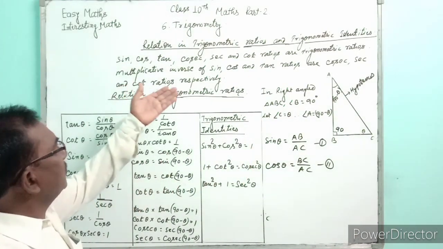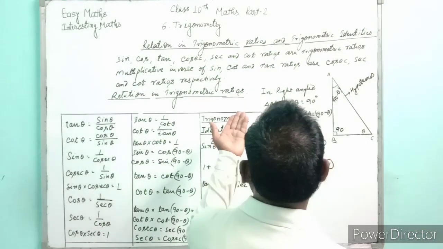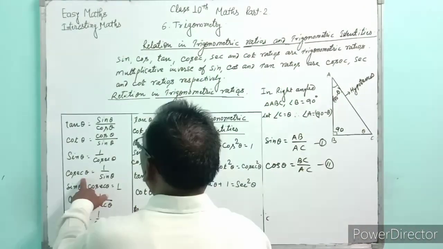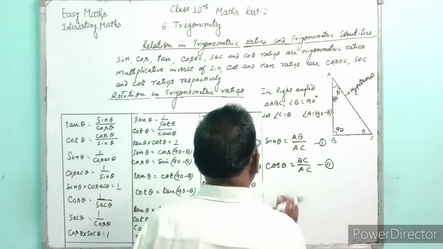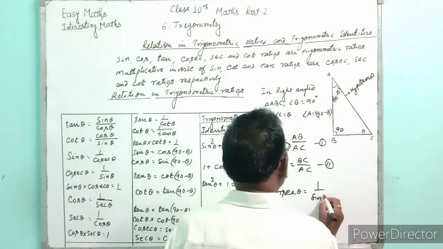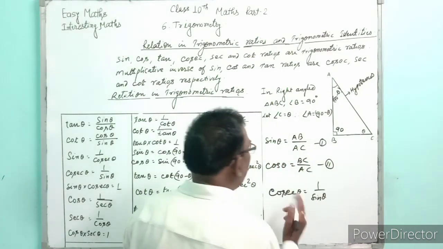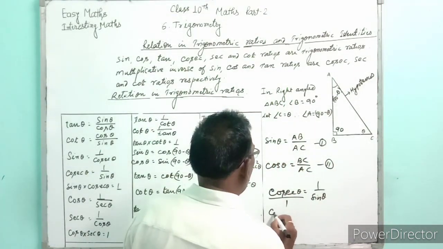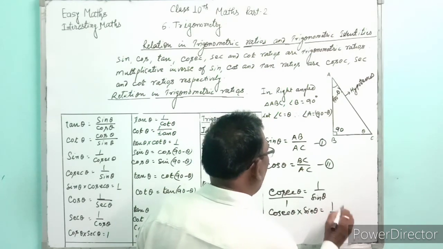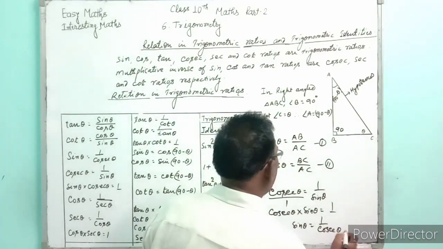From this definition, cosec theta is the multiplicative inverse of sin theta. Therefore, cosec theta is equal to 1 upon sin theta. Now we cross multiply. So cosec theta into sin theta is equal to 1. Therefore sin theta is equal to 1 upon cosec theta.